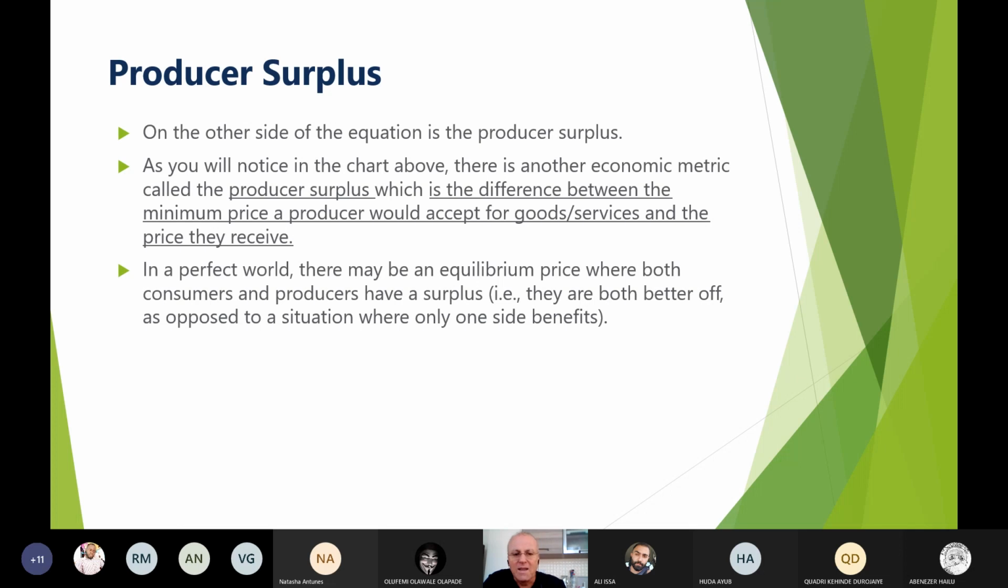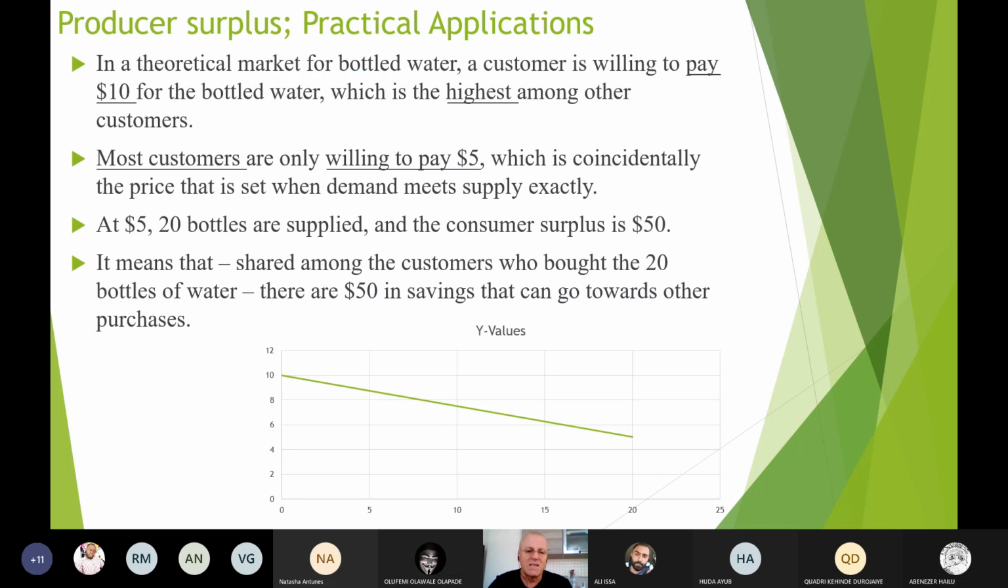And in a perfect world, there may be an equilibrium price where both consumers and producers have a surplus. They are both better off, as opposed to a situation where only one side benefits. Because as I mentioned to you, any party in this direction gets some preferences and contributes to the economy as a result of these price changes. If the tax is very high, of course consumer surplus is reduced, and if it is low, then producer gain is reduced. Therefore, you have to learn to manage these things carefully.